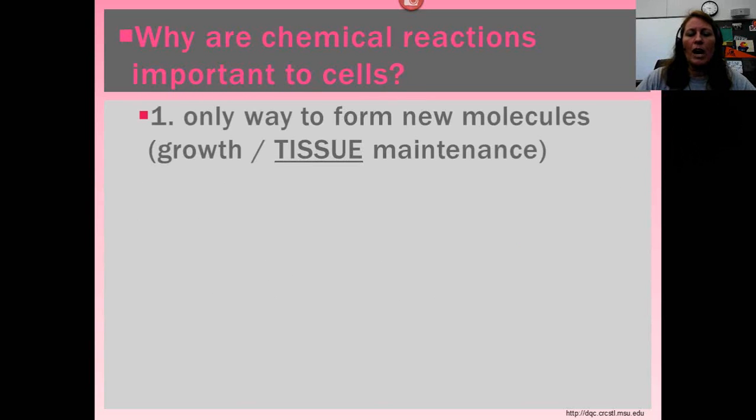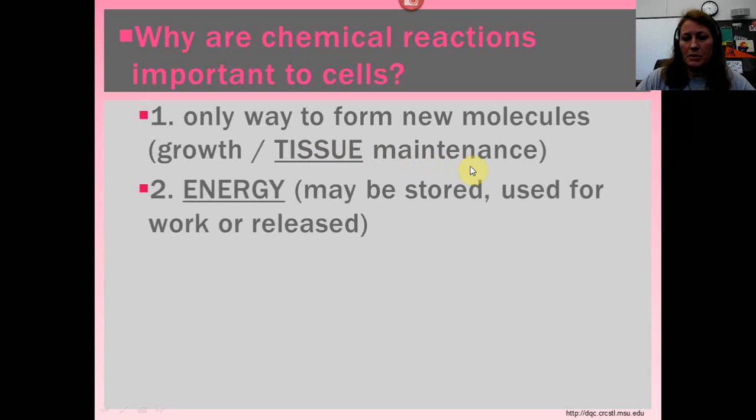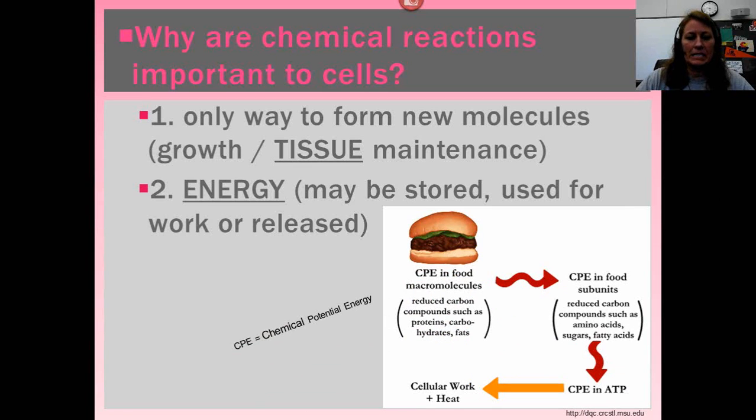Okay, so why do we need to have chemical reactions in our cells, in our bodies? Well, one reason is so it can make new molecules. You need to be able to maintain those cells. Energy can either be stored, used for work, or it can be immediately released.